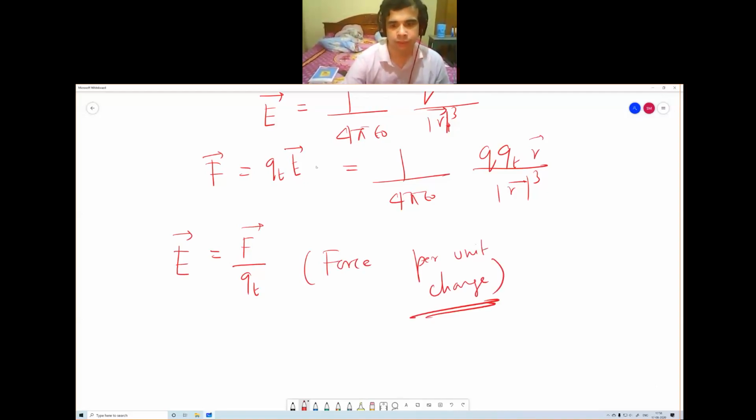Some people, that's why they say it is newtons per coulomb, but it is not very appropriate to give the names of two scientists in the same unit. So volts per meter is probably more correct. Mathematically, newtons per coulomb is also right.